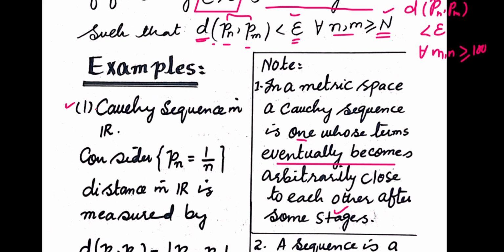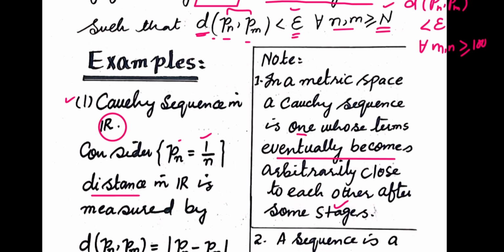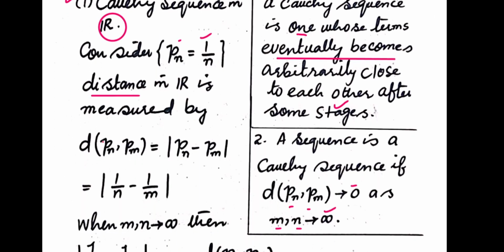The first example is a Cauchy sequence in R, the set of real numbers. Consider the sequence Pn is equal to 1 over n, and the distance, that is the metric, in R is measured by d(Pn, Pm), the absolute difference of Pn minus Pm. I am using here the usual metric. In a usual metric, the distance between any two real numbers is given by the absolute value of x minus y. So this becomes |Pn minus Pm|. What is my Pn? My sequence is 1 over n, so this is |1 over n minus 1 over m|.